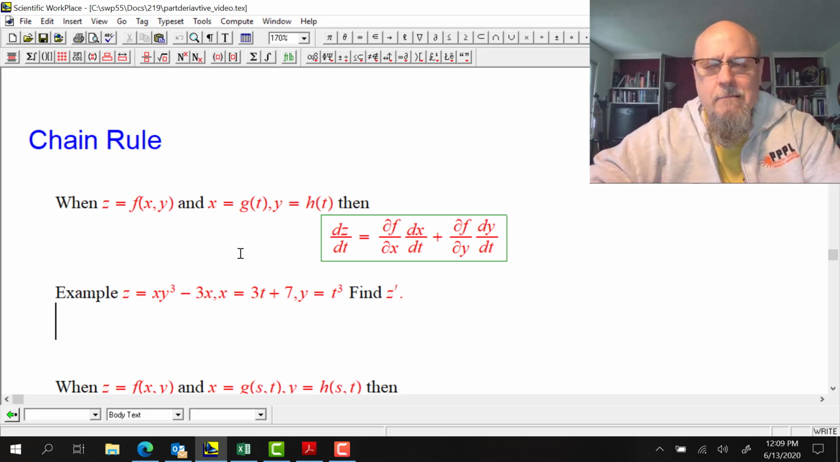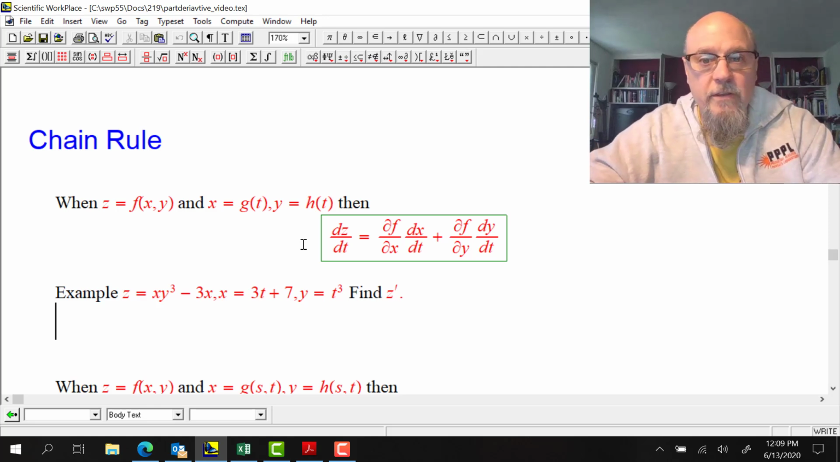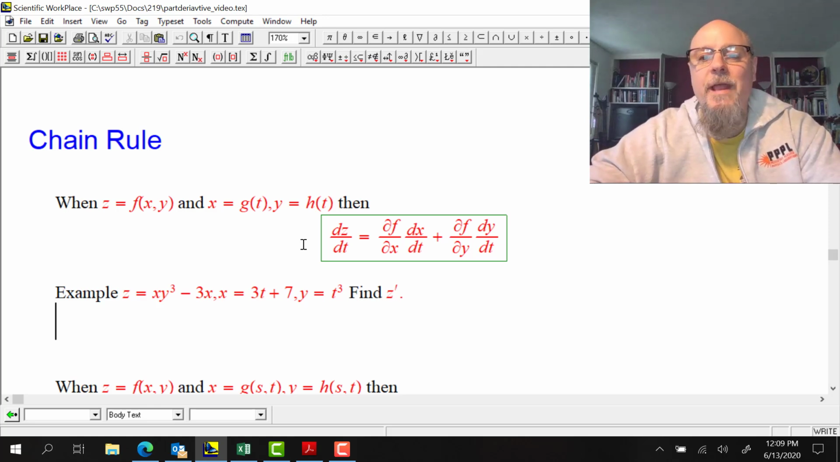What are x and y? z depends on x and y, but x and y depend on t. We're going to call those intermediate variables. So by the time we're done learning this multivariable chain rule, we're going to have not just independent variables and dependent variables, but we're going to have intermediate variables as well, things in the middle. All right, so I want to find how z is changing with respect to time.